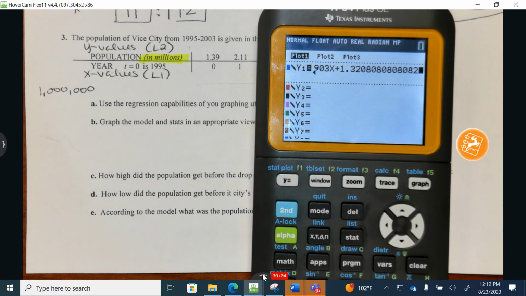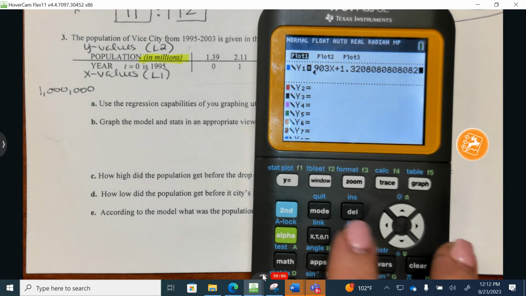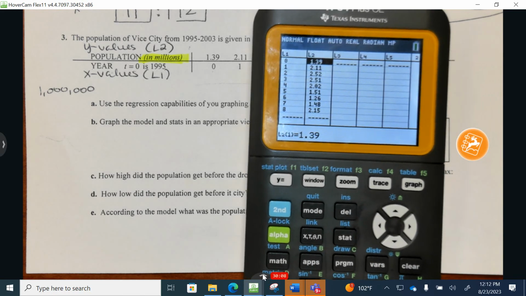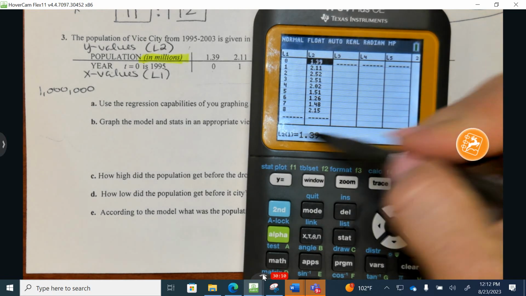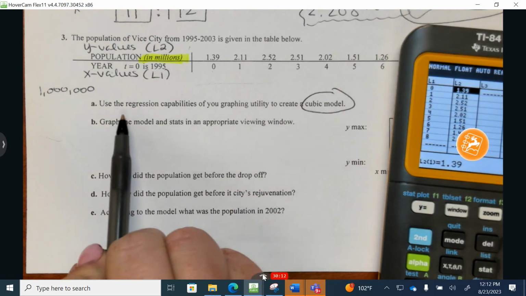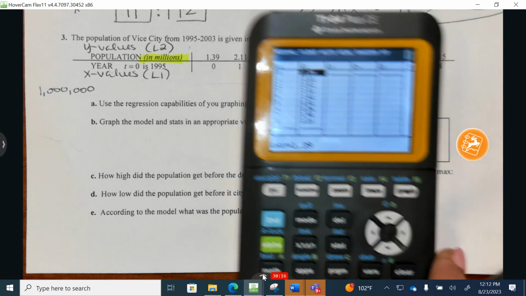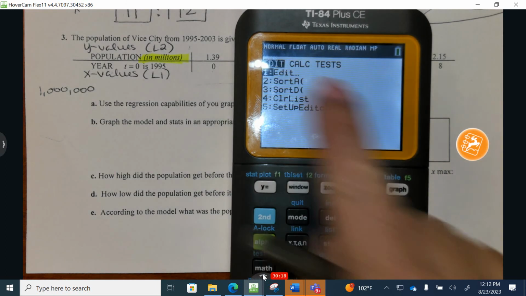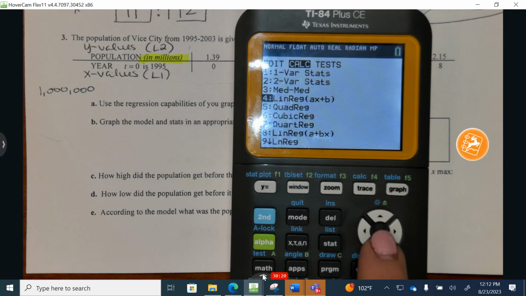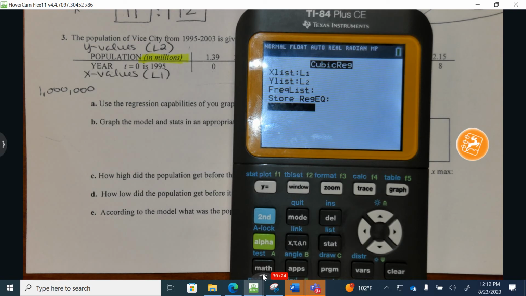I see many more people that do not have green, so I'm going to come back here. Okay, please watch. We put in the data. And then it's going to tell you exactly what you have to create. A cubic model. So how do I create that? I go to Stat and Calculate, and I find the one that says Cubic Regression. It's a cubic model. And then I just keep pressing Enter.